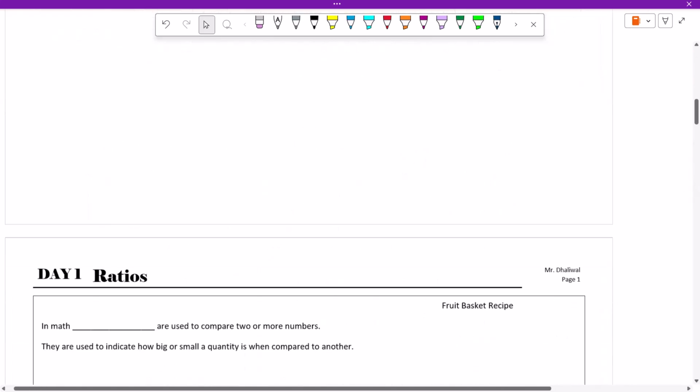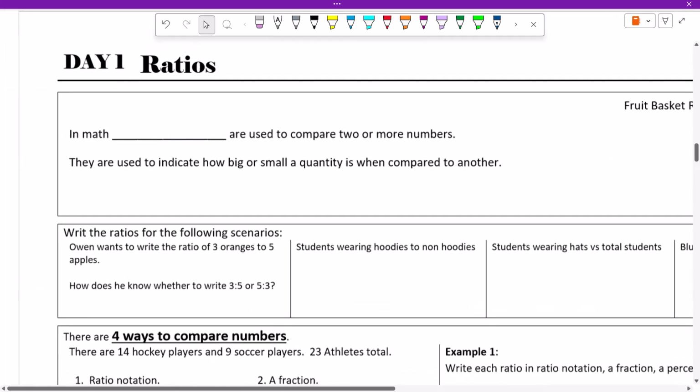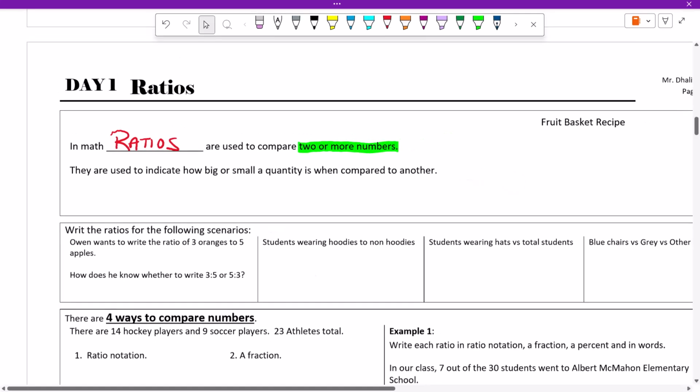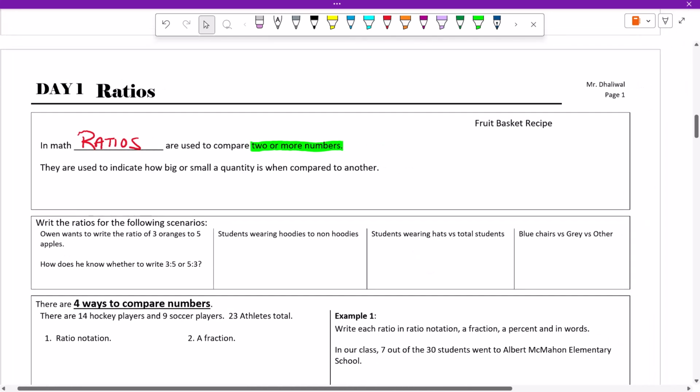So in math, or in life, we often want to compare two or more sets of numbers, and we use something called ratios, right? They show up in lots of different places, and we'll discuss those throughout this chapter. So we're going to compare different sets of numbers.